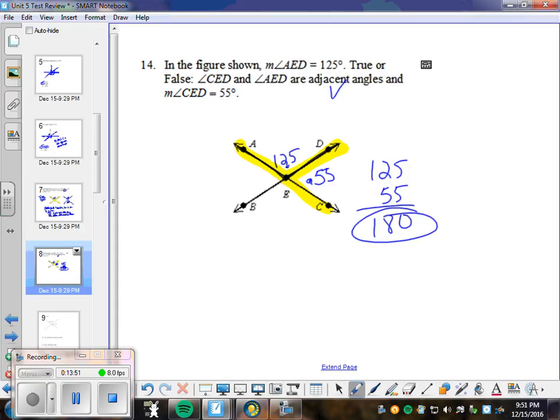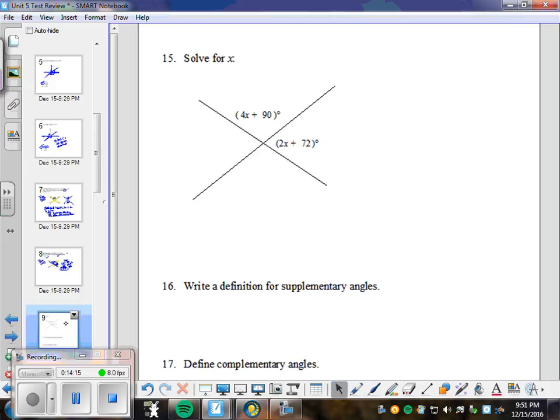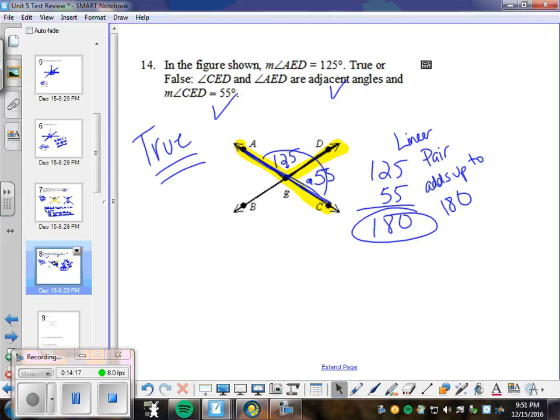This is also true because both parts are true. They are adjacent, and CED does equal 55 because that would be a linear pair that would add up to 180. Oh, sorry. I'm going pretty quick again.